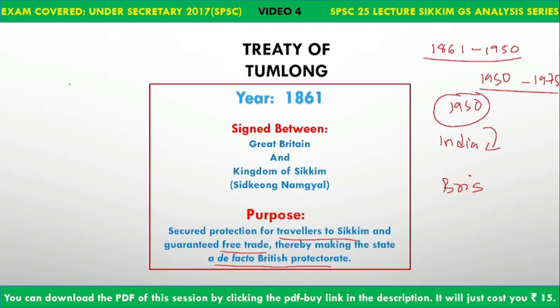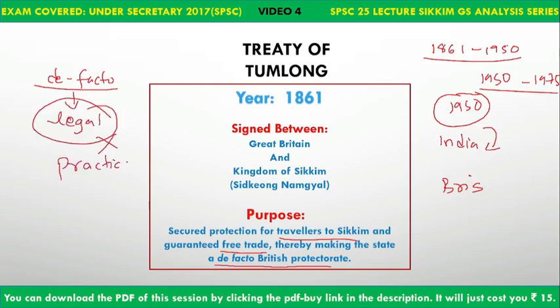By the word de facto, we mean that it may not be legal, but it is practical. That is, practically, Sikkim was a British protectorate. Why practically? Because Sikkim was a weak monarchy as compared to the British Empire. And therefore, by making Sikkim a de facto British protectorate, the British wanted to show the dominance over the Kingdom of Sikkim, which is inferior to them in terms of power. So this was all about the Treaty of Tumlong.